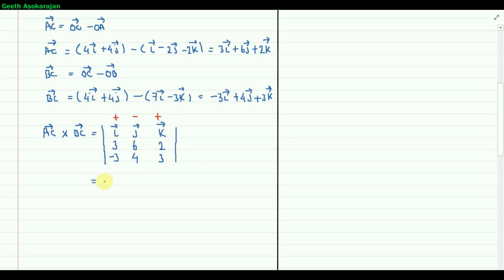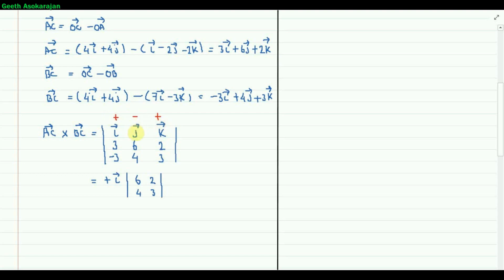Taking into consideration the signs associated, we have a plus i multiplied by the determinant of a 2x2 matrix, and the elements of this determinant can be found by ignoring the row and the column associated with i. So if I ignore the row and the column associated with i, we're going to have these elements 6, 2, 4, 3. Close the determinant sign.